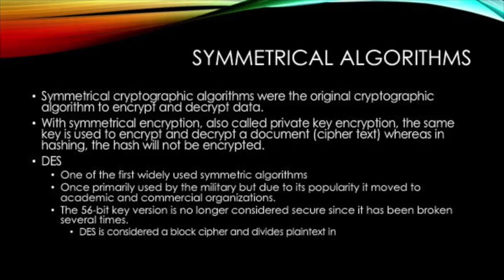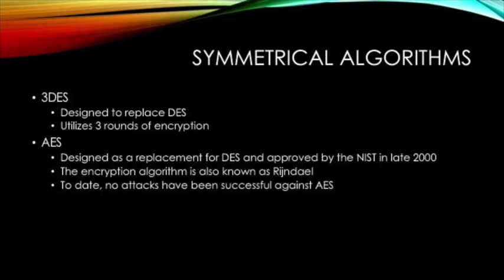DES was once primarily used by the military, but due to its popularity, it moved to academic and commercial organizations. DES uses a 56-bit key, and this version is no longer considered secure since it has been broken several times. 3DES is designed to replace DES. It utilizes three rounds of encryption. The ciphertext of the first round becomes the input for the second round, and so on, 16 times, which works out to 48 iterations in the encryption. Also, in a more secure version, a different private key is used for each round of encryption.